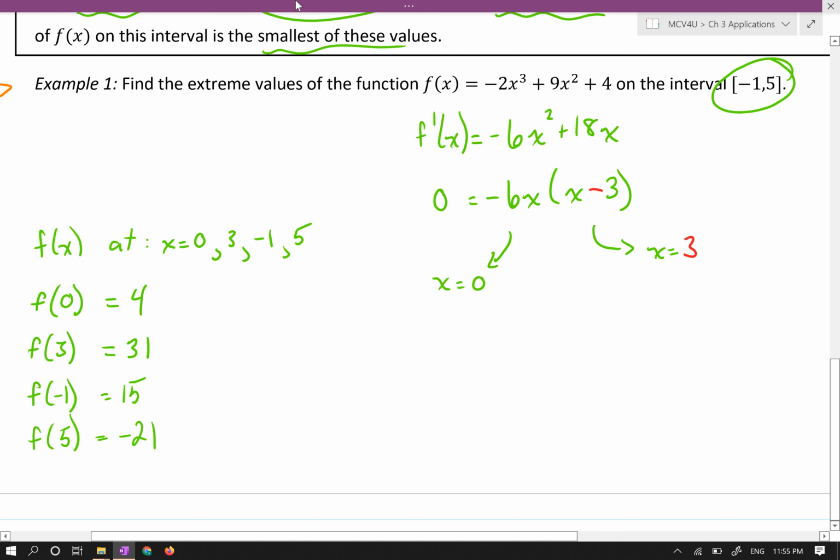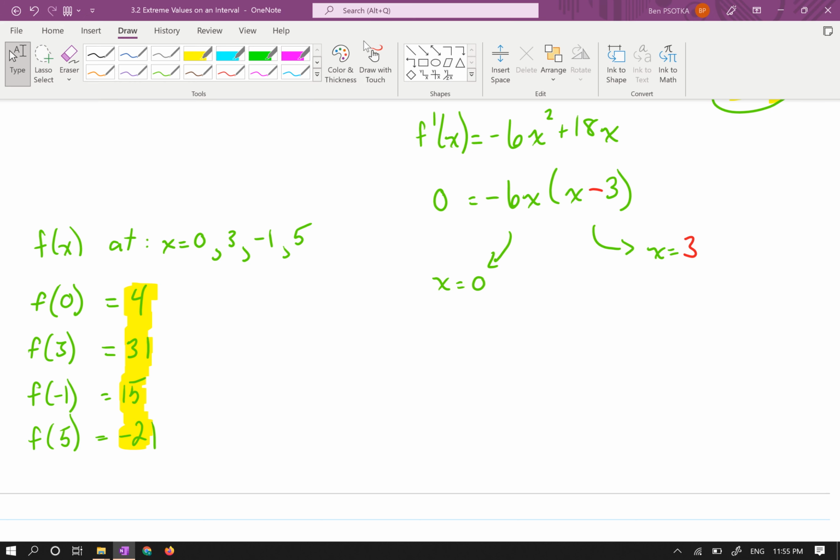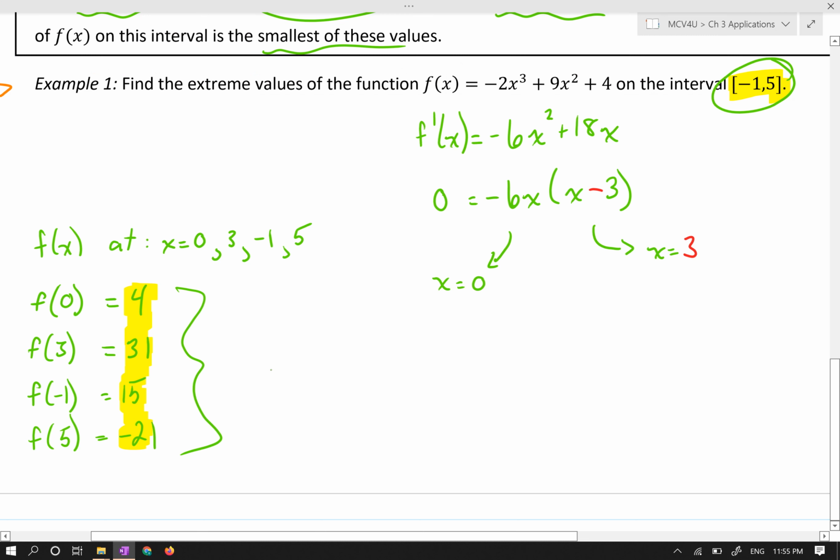Okay, so these are the values that we're comparing to determine our absolute maximum and absolute minimum over this interval. All I'm doing is looking to see which value is the greatest and which value is the smallest. So our absolute maximum here is going to be equal to the largest value, and that is 31. Our absolute minimum here is equal to -21.